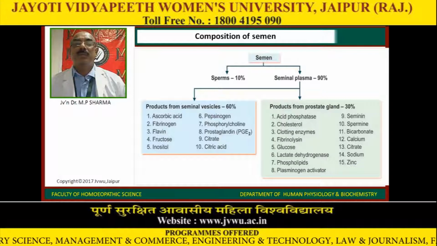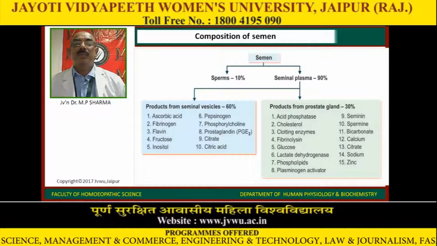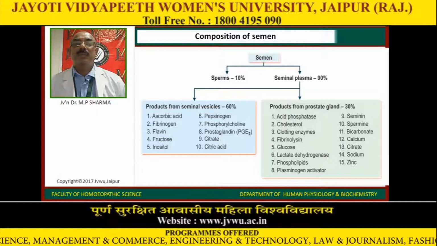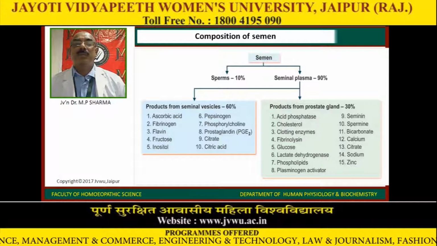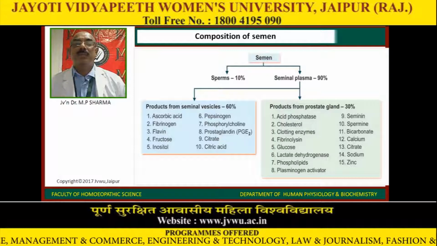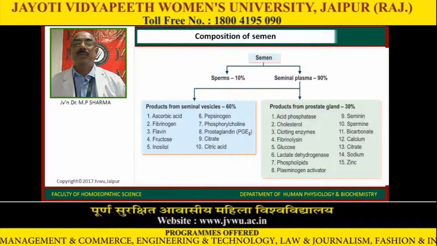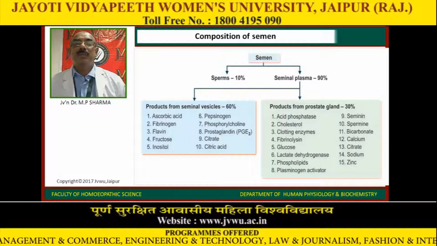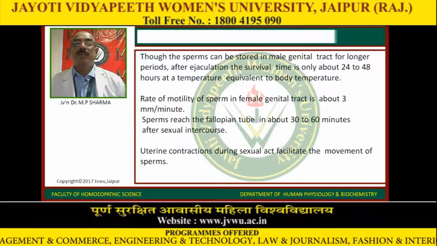Similarly, products from the prostate gland 30%. Number 1, acid phosphatase. 2, cholesterol. 3, clotting enzymes. 4, fibrinolysin. 5, glucose. 6, lactate dehydrogenase. 7, phospholipids. 8, plasminogen activator. 9, seminin. 10, spermine. 11, bicarbonate. 12, calcium. 13, citrate. 14, sodium, and 15, zinc.